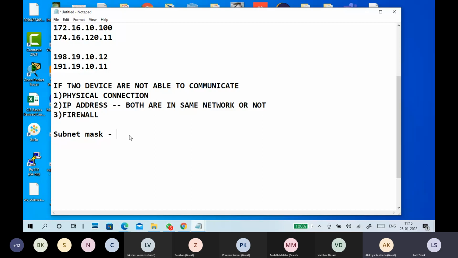Why? Because ping is an echo request. You are directly sending a request. You are sending, I am receiving. I am not asking, but you are sending. So the firewall automatically blocks it.